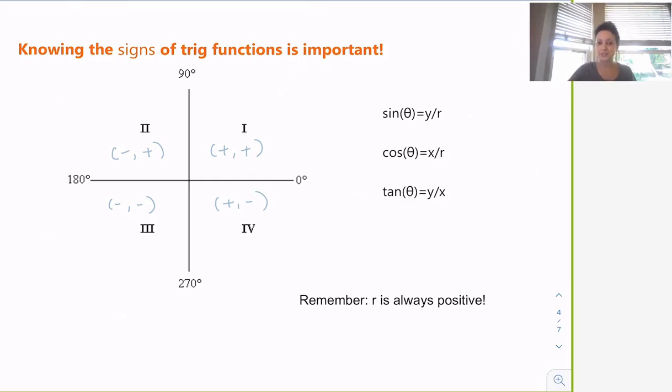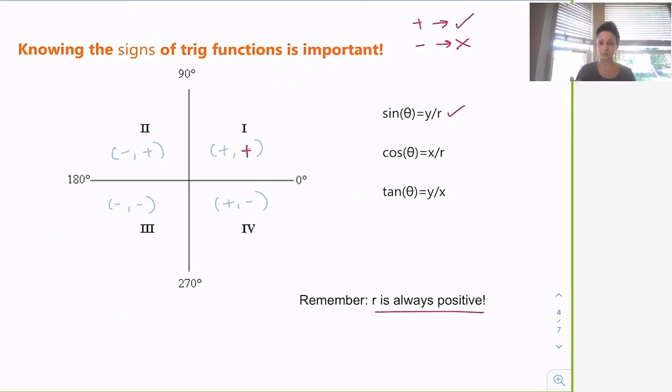Okay, so if a trig function is positive in that quadrant, I'm going to put a little check. If it's negative, I'm going to put an X. I think you'll see why in just a bit. So let's start with sine of theta in quadrant 1. So remember, sine is y over r, and remember that r is always positive. In quadrant 1, y is positive, so I have a positive over a positive, which is a positive, so I'm going to put a little check there.